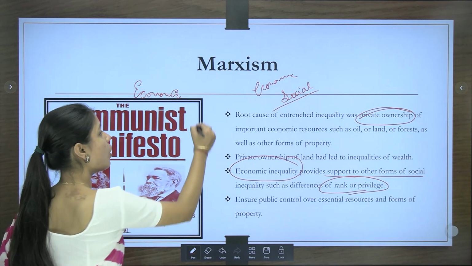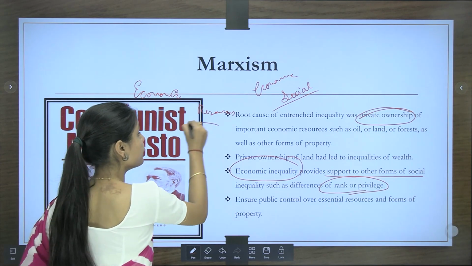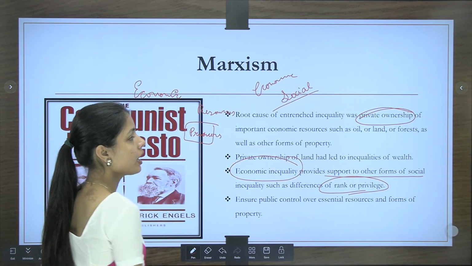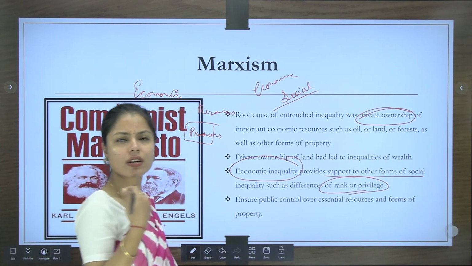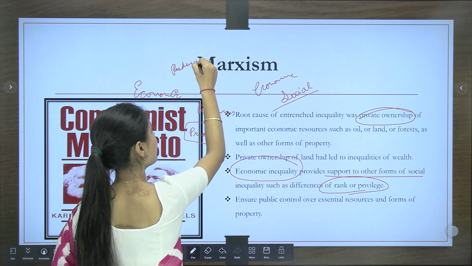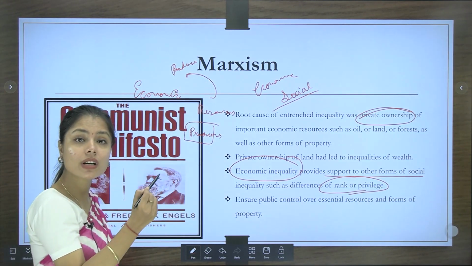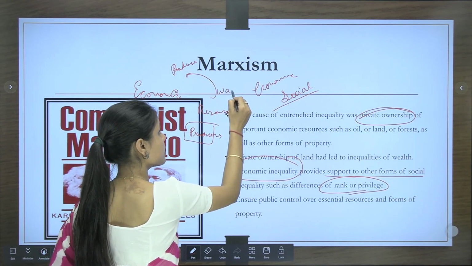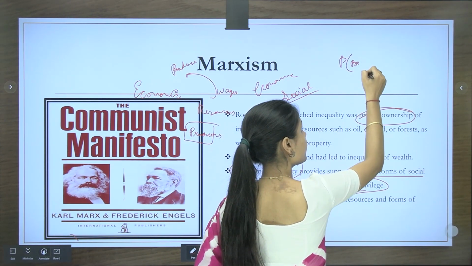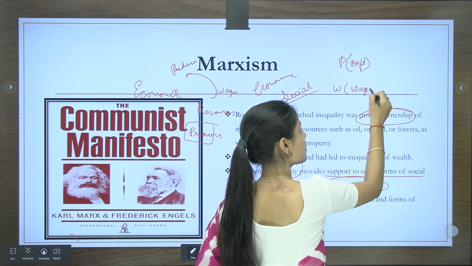The problem is all the resources, all the means of production are in the hands of the producer class. So Karl Marx says, all the resources you have been given, all the oil, land, forest, capital, who has them? It is with the people who are producing. And now what happens is, those who are working for these producers only get basic minimum wages. Now understand this. The producer is getting all the profit, whereas the worker is only getting wages.